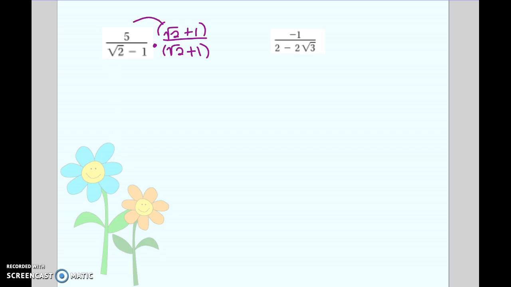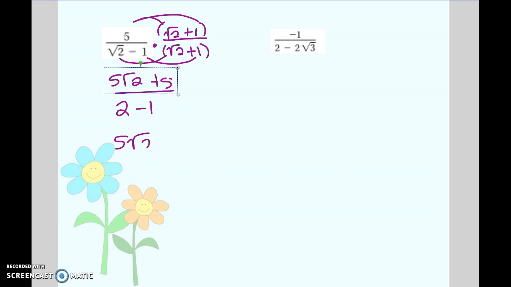So let's see, up here I'm going to distribute. So I get 5 radical 2 plus 5. And down here, it's a difference of squares, so I only have to do first, which gives me radical 4, which is 2, and last, which gives me negative 1. So now I have no more radical on the bottom. So I have 5 square root 2 plus 5 over 2 minus 1, which is 1, and I don't even need to put that because it's a 1. Let's look at it again.